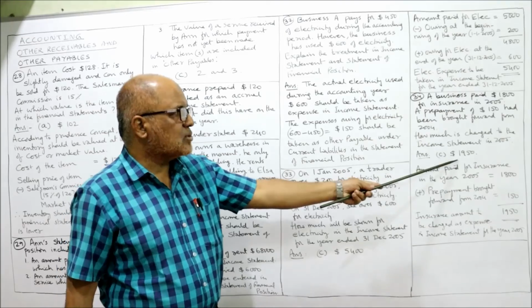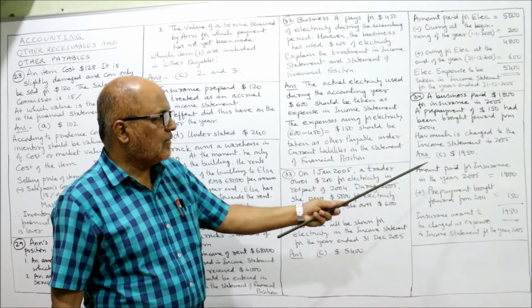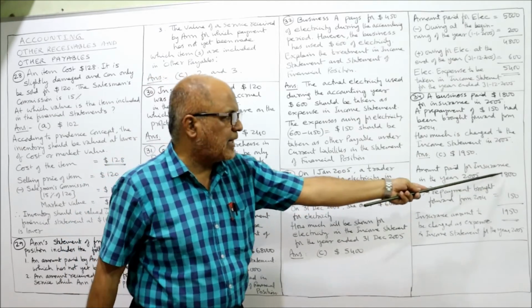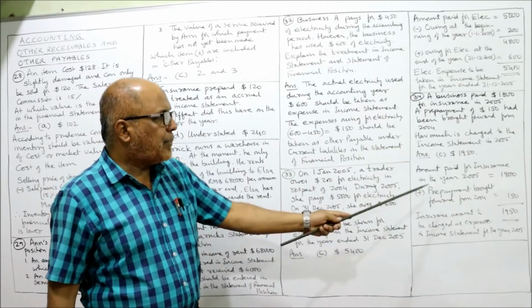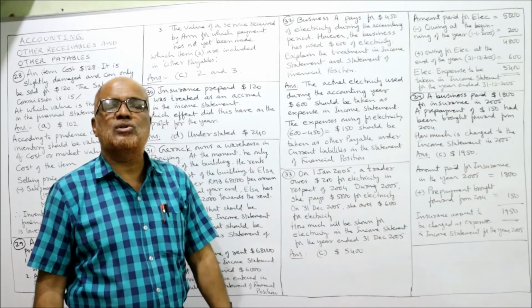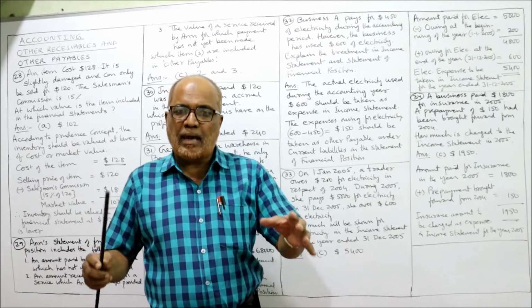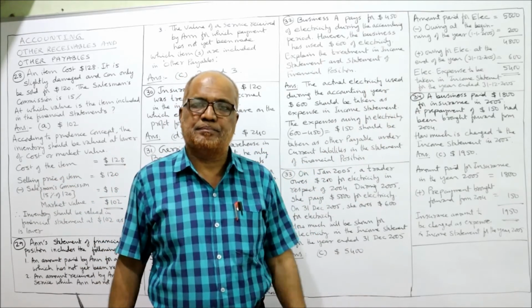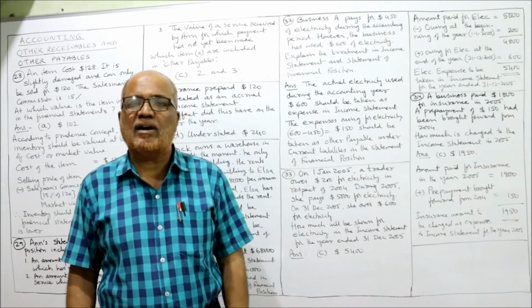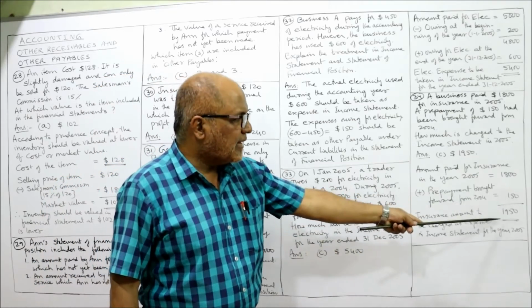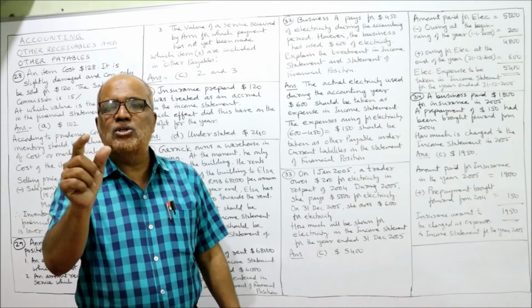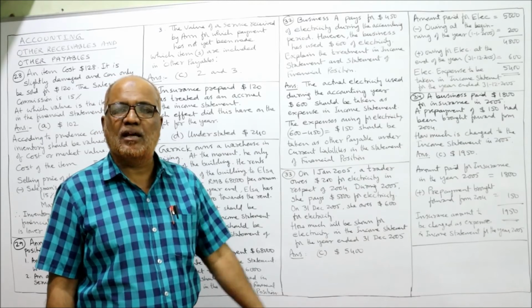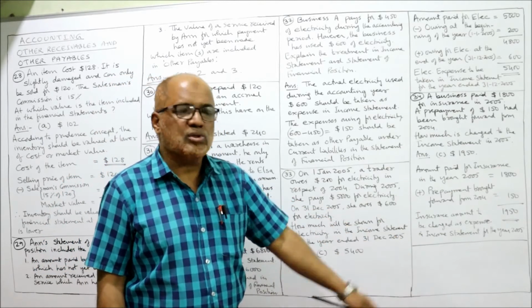The answer is $1,950. How did we get 1,950? Amount paid for insurance in the year 2005, in the current year, was 1,800. Add the prepayment brought forward from 2004. The amount for 2005 was paid in 2004 itself. The prepayment, the advance payment, will be added. So 1,950 is the insurance expense to be taken under expenses in the income statement for the year 2005.